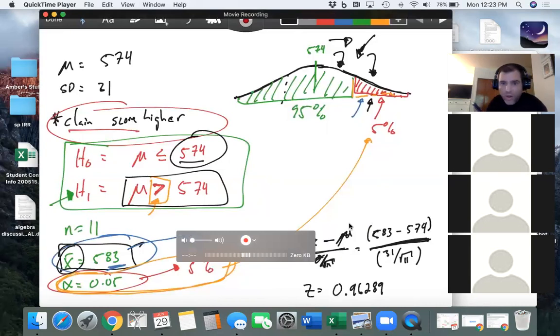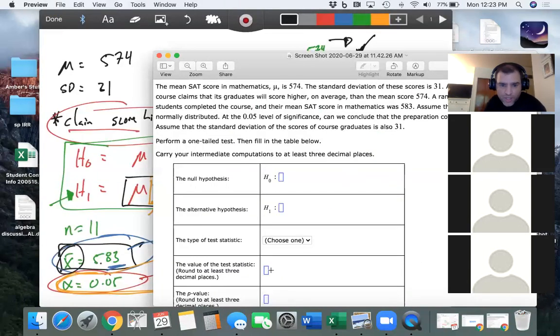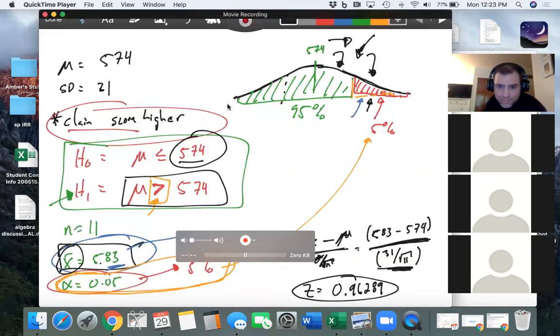Okay, so you look at this, and what this is saying is that this value, this 583, it's not even quite one standard deviation away from the value we're testing it against. One standard error away from it, I guess I should say, because this is technically a standard error, not a standard deviation. And so this is the number that I would put into this. What is the value of the test statistic? And it wants me to round to at least 3 decimal places, so I'd put in 0.963, because that would round up.